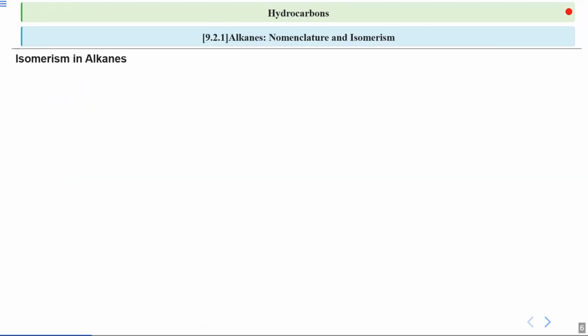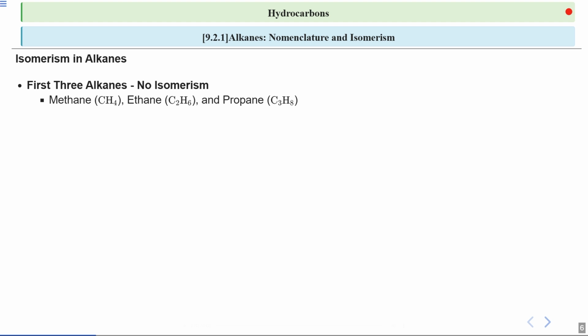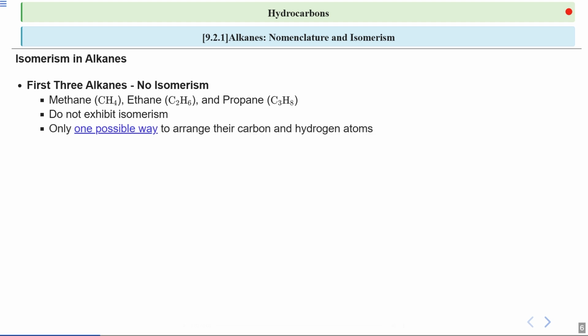Moving on further, in isomerism in alkanes, we see that the first 3 alkanes are mentioned. These are methane, ethane and propane. Let's delve into why these particular alkanes are highlighted. Here, we learn that methane, ethane and propane do not exhibit isomerism. It's important: there is only one possible way to arrange their carbon atoms, and there is no other possible way, and that is the reason they will not exhibit any kind of isomerism.